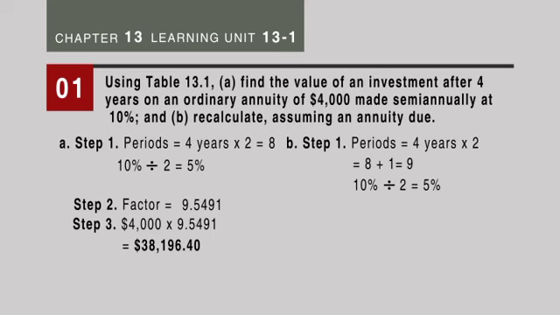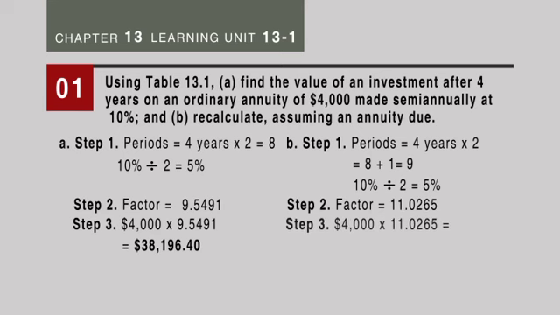Table factor at 5% for 9 periods is 11.0265. You take the $4,000 times the table factor, it would be $44,106. Less 1 payment of $4,000 would give you a total of $40,106.